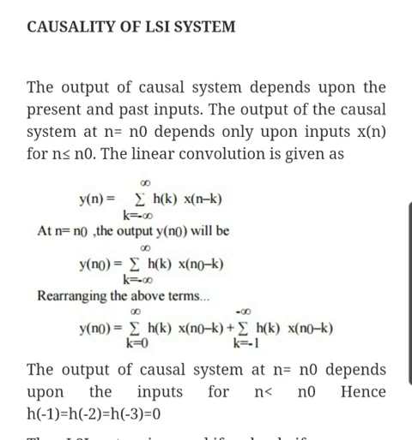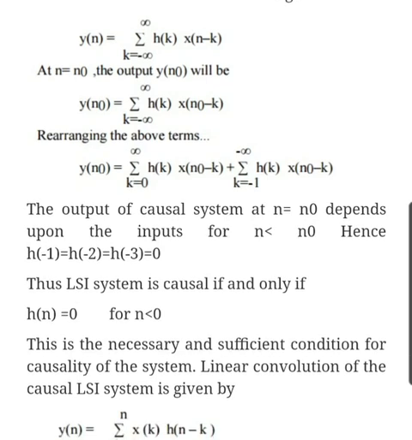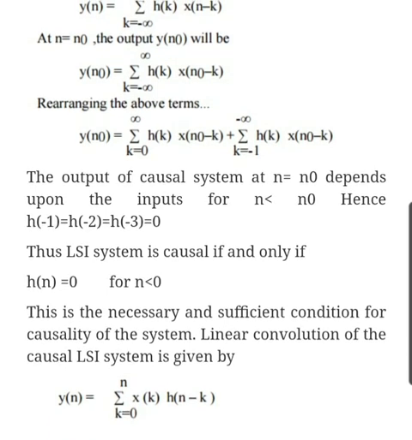And we can rearrange the above equation. We can write y(n0) equal to summation k goes from 0 to infinity h(k) x(n0 minus k) plus summation k goes from minus 1 to minus infinity h(k) x(n0 minus k). Now here the output of the causal system at n equal to n0 depends upon the input for n less than n0. Hence h(minus 1) is equal to h(minus 2) equal to h(minus 3) equal to 0.